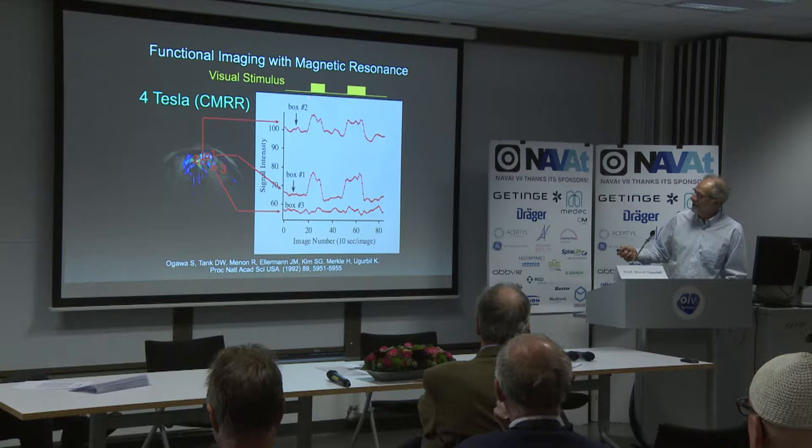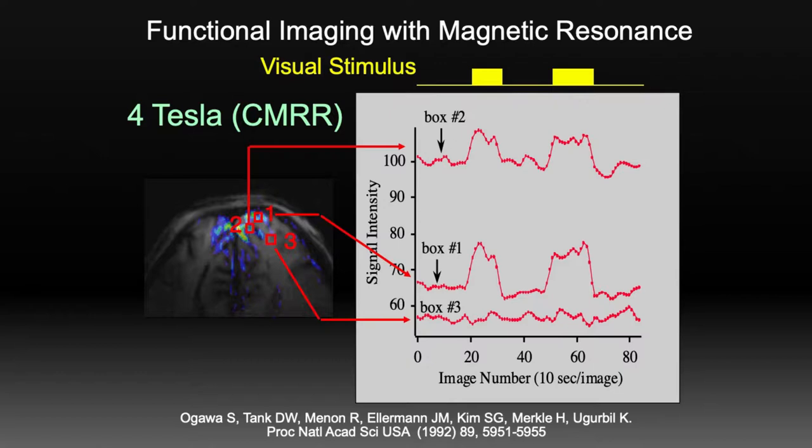And obviously, if you now take these regions and subtract them from these regions, you get an image like this, this color image over there. This is a functional image of visual stimulation. These are the regions of the brain that are activated, in this case, using visual stimulation.